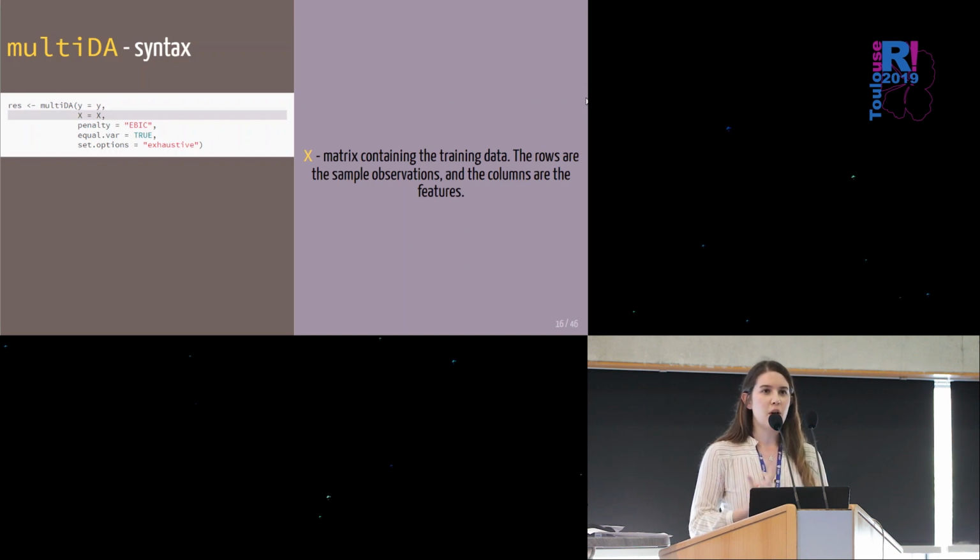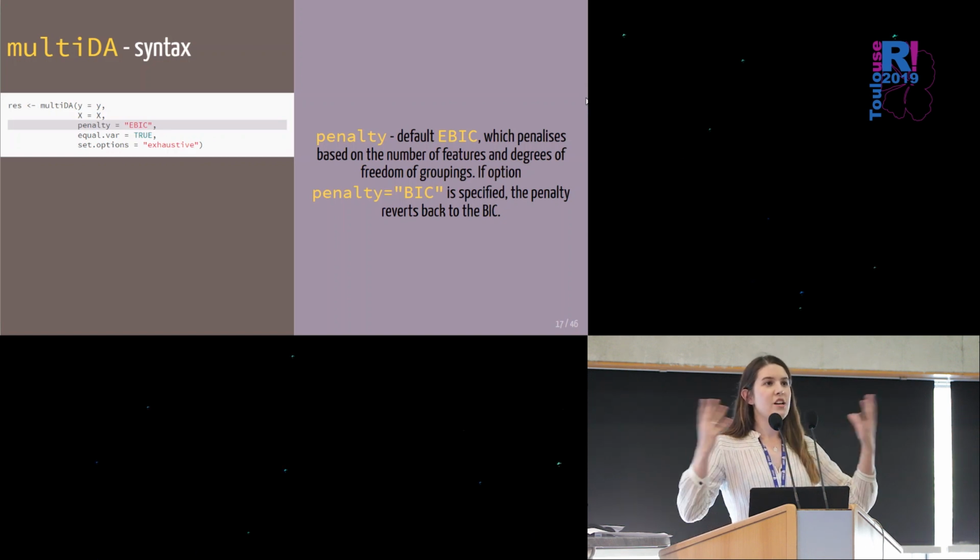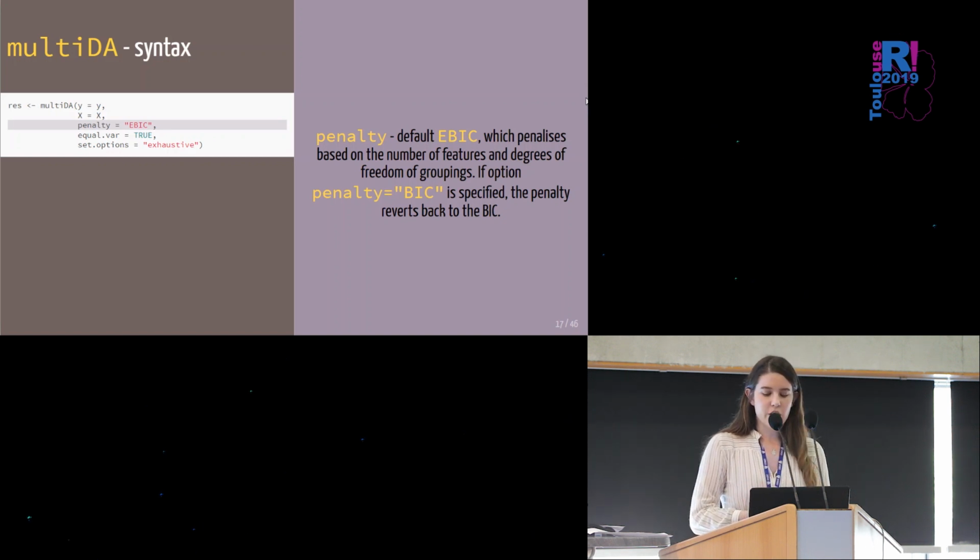And X stores our predictor space, so for example, the gene expression. The rows are the sample observations and the columns are the features. Now the penalty is called the extended BIC. This allows us to get consistency for large feature spaces. And so it penalizes not only on the number of groupings, like the number of ways we could group the classes, but also the number of features that we have. So it's more consistent for type 1 errors in this particular case. However, we also include the BIC penalty as an option if you want to minimize type 2 errors.